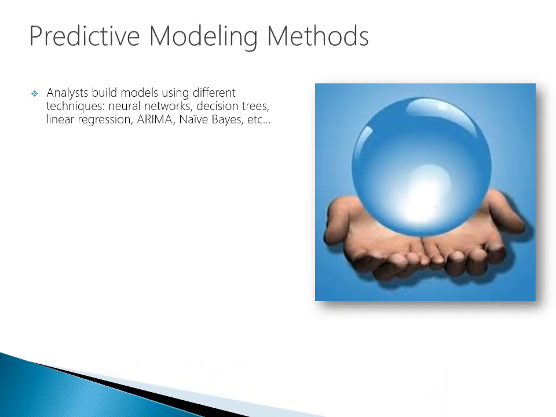There are many different predictive modeling methods, and we will get into a series of discussions surrounding these methods, some of the nuances and how they work. But analysts build models using many different techniques. There are techniques like neural networks, decision trees, linear regression, ARIMA models, naive Bayes, and so on and so forth. There's just a very large amount of them.